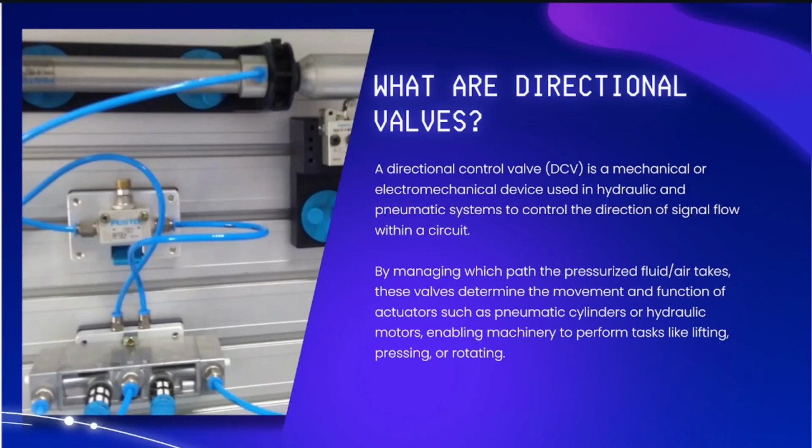So first, what are directional valves? Directional valves, also known as directional control valve or DCV, are mechanical or electromechanical devices used in hydraulic and pneumatic systems to control the direction of signal flow within a circuit. By managing which path the pressurized fluid or air takes, these valves determine the movement and function of actuators such as pneumatic cylinders or hydraulic motors, enabling machinery to perform tasks like lifting, pressing, or rotating.